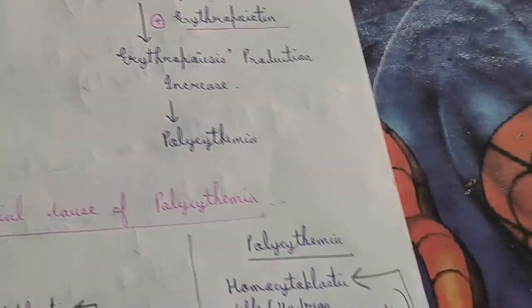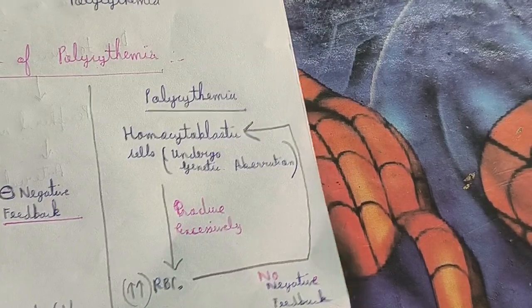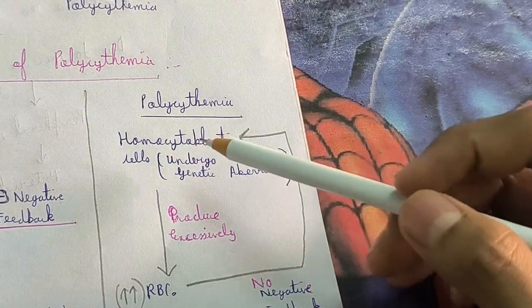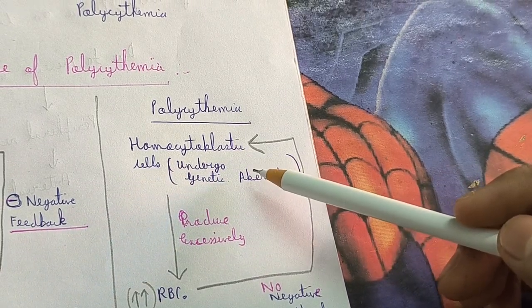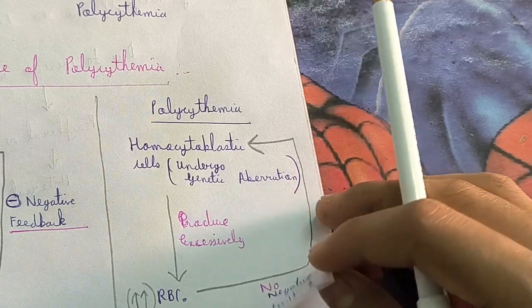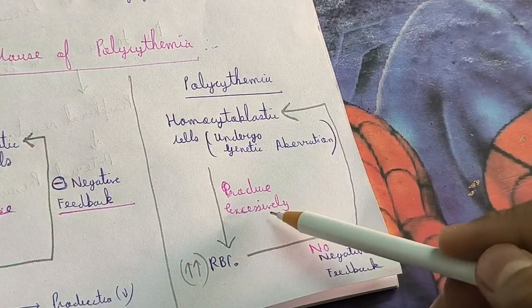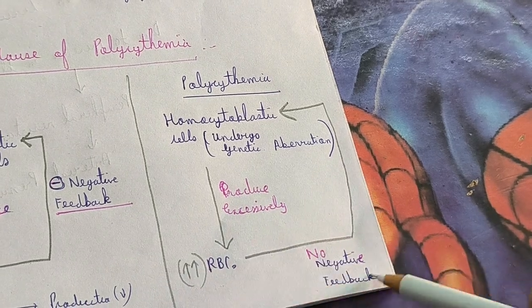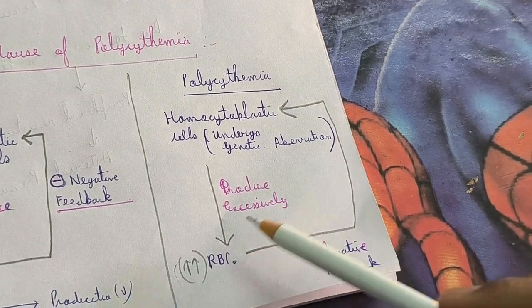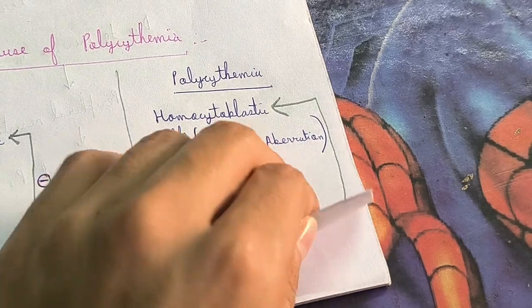But in the case of polycythemia, these homocytoblastic cells undergo mutations or genetic aberrations. As a result, the production of RBC goes on increasing, and also there is no negative feedback. Therefore RBC production goes on increasing. So this is the pathological cause of polycythemia.